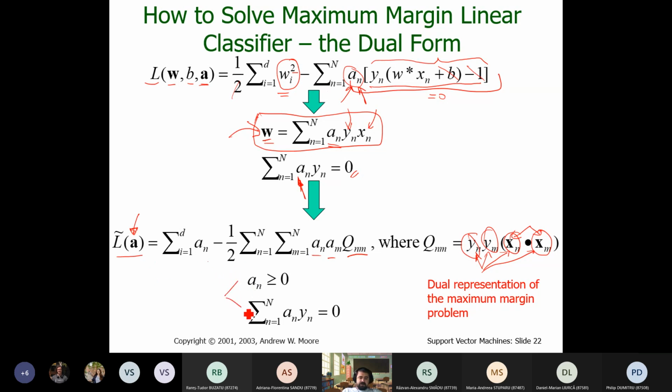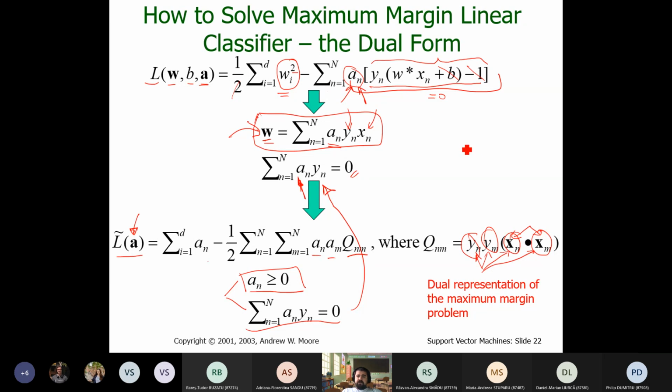It has also these two restrictions, an to be greater or equal to 0, and summation of an, yn to be equal to 0. This is the same as from here. And an should be greater or equal to 0 comes from the Lagrange multipliers when they are introduced.